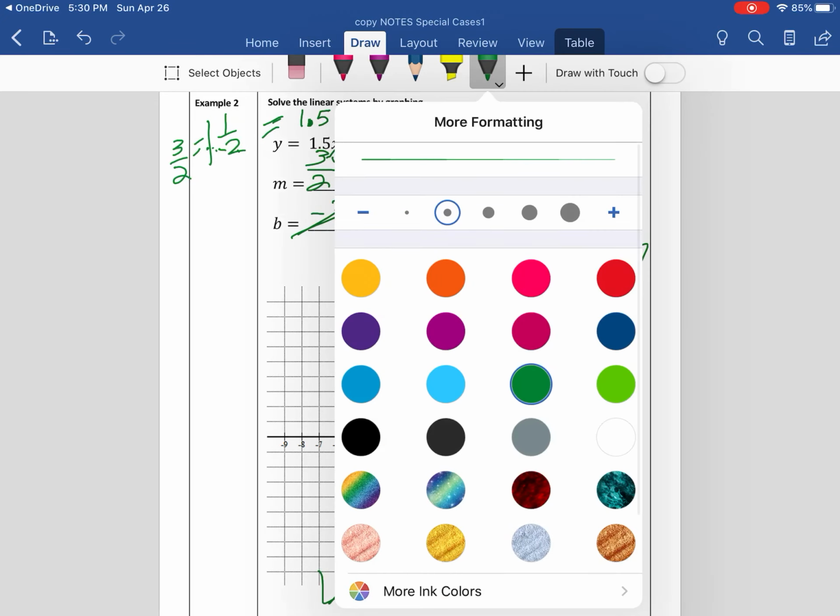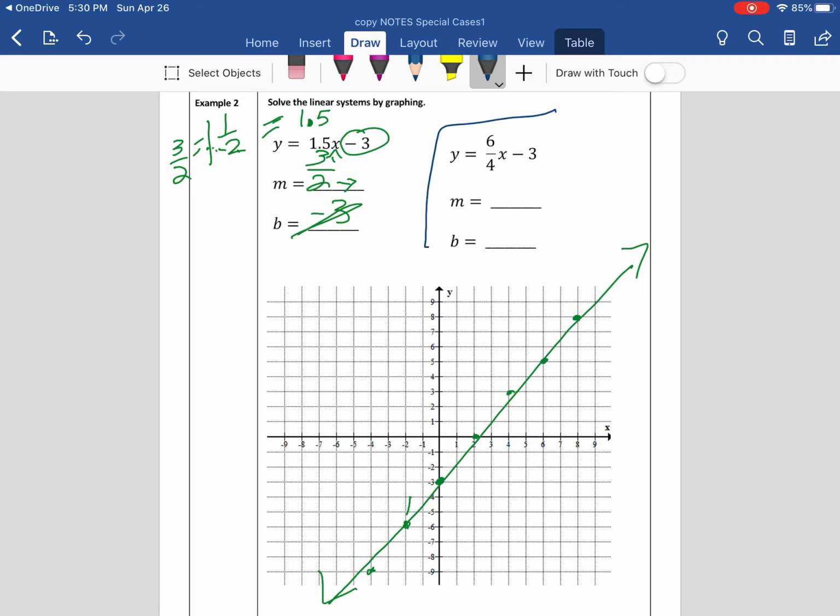Let's pick blue. Now let's do this equation. What is my beginning? Where do I begin? My y-intercept is a -3. What is my slope? 6 over 4. True, it is 6 over 4, but can I simplify that? What is 6 over 4?